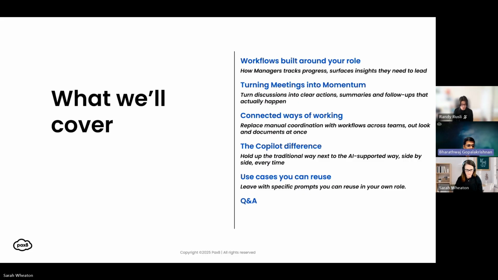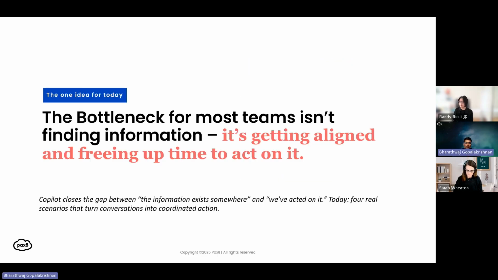Cool. So moving on. I just wanted to start with this one idea, one sentence this whole session is built around. Most teams don't actually lack information. They're drowning in the data and information available to them. What they actually lack is alignment, everyone working from the same picture, and the time they take to act on that information is pretty low.